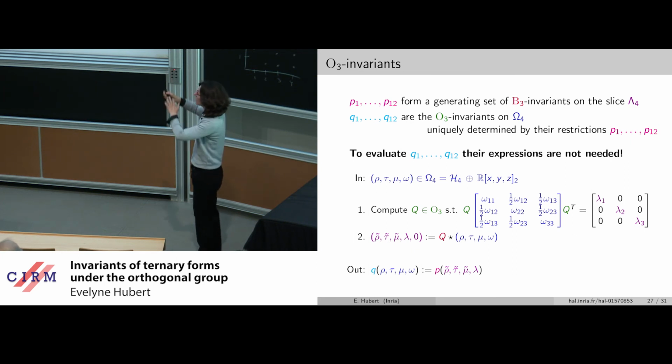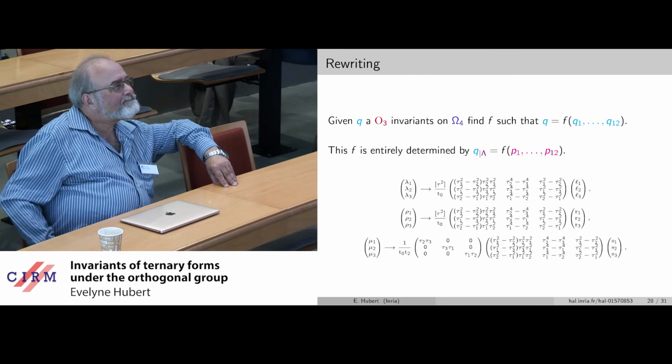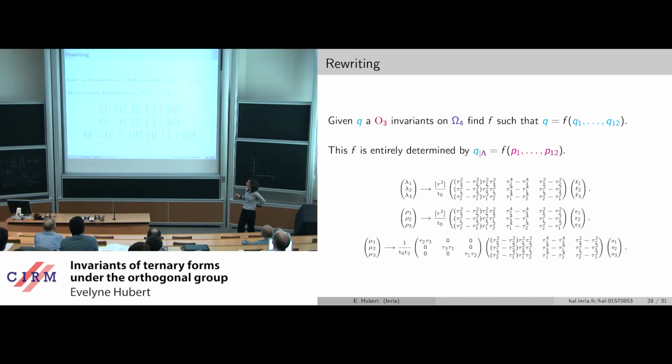So I'm not going to make a wallpaper of this expression here, of these Qs. I'm just giving you how to evaluate them. Next, I'm going to tell you how you can rewrite any other invariant Q of O3 in this invariance.